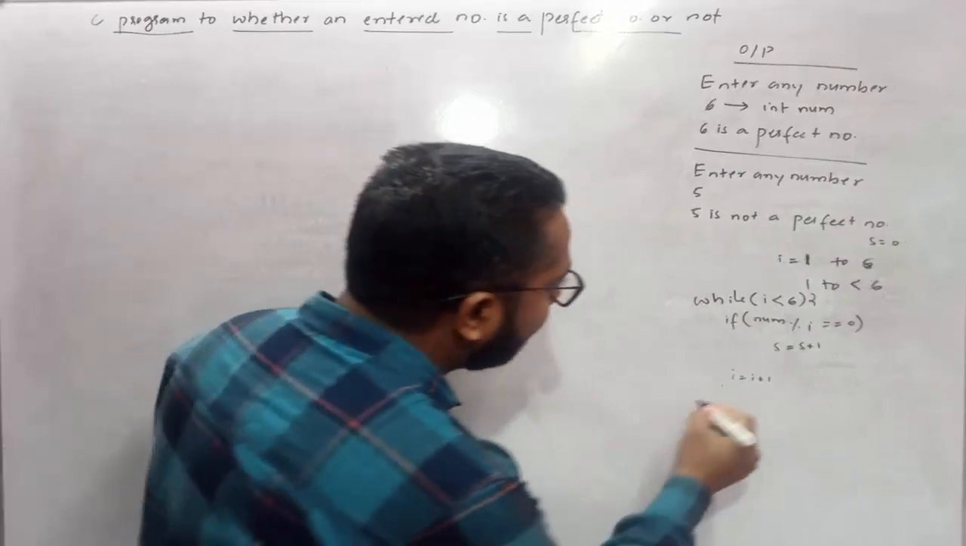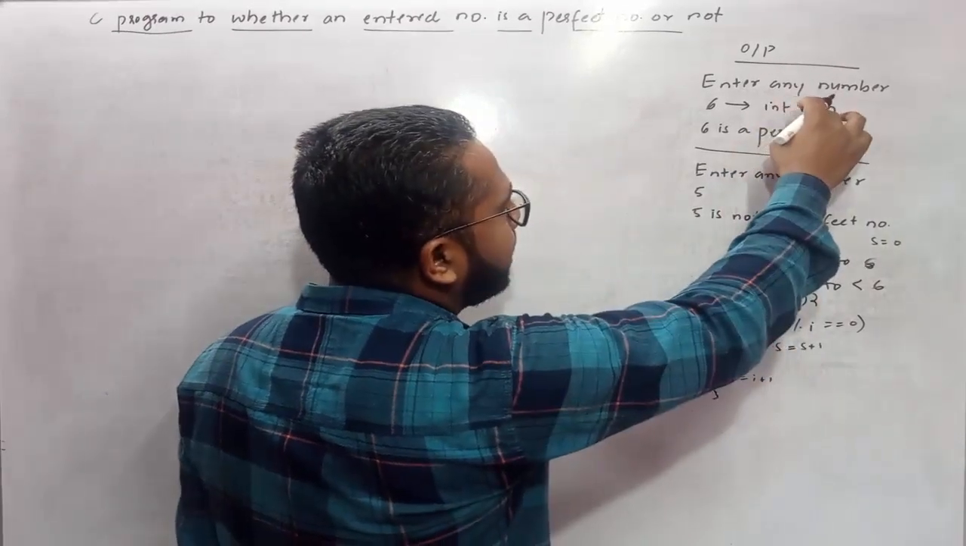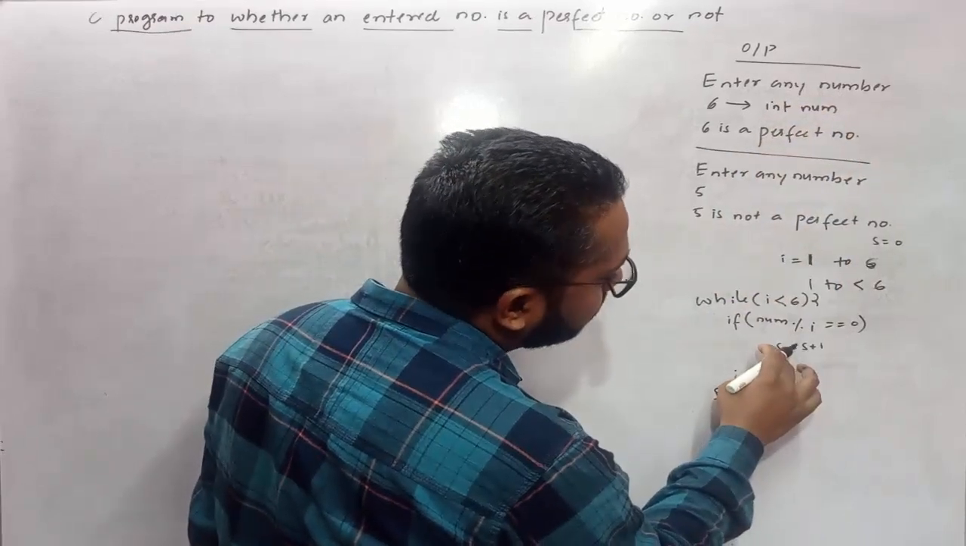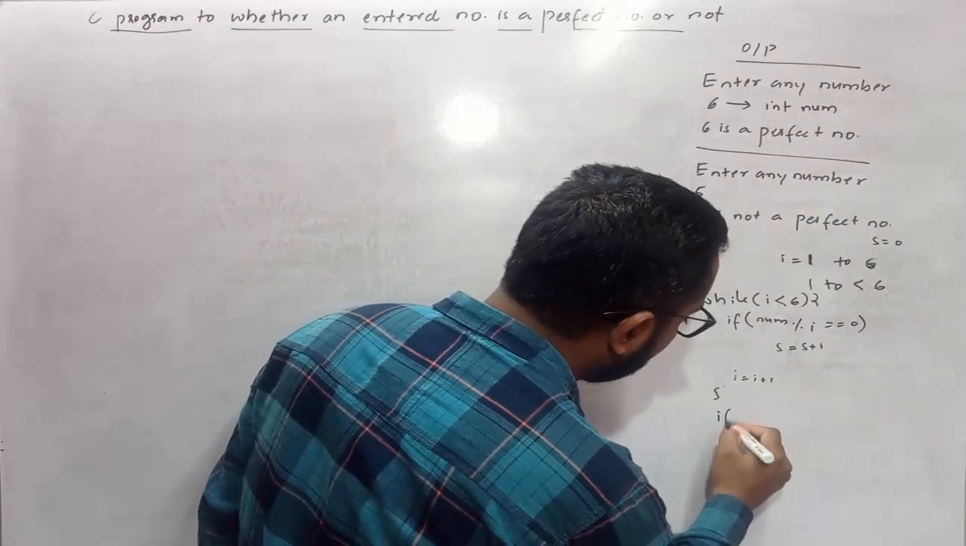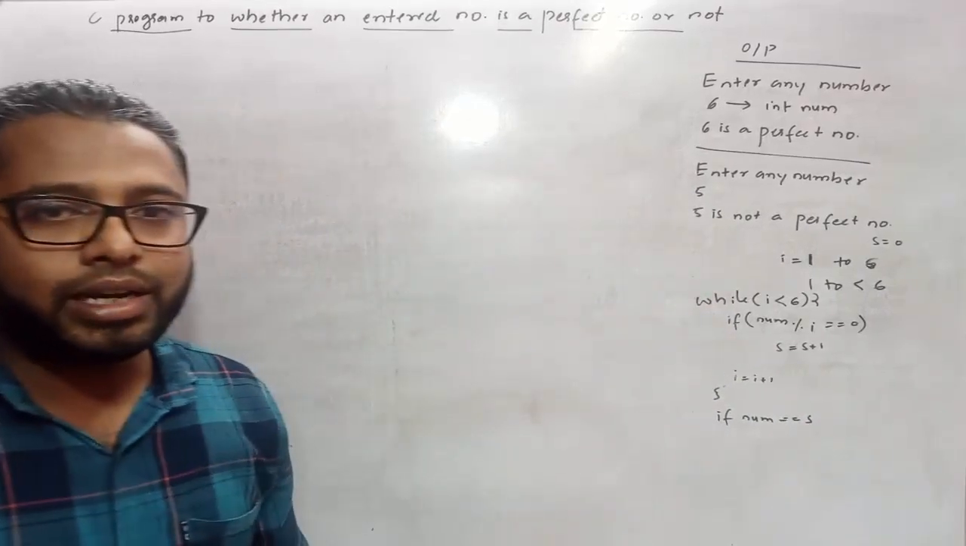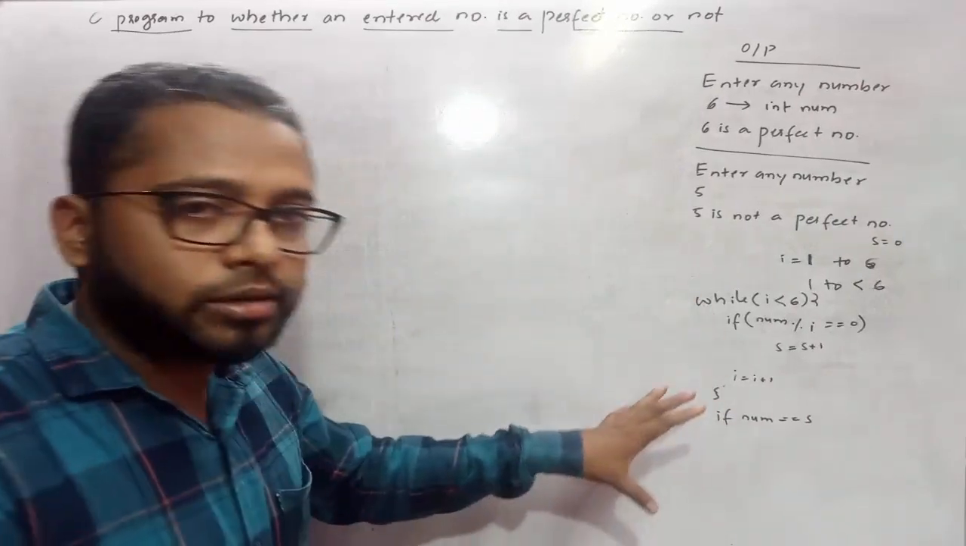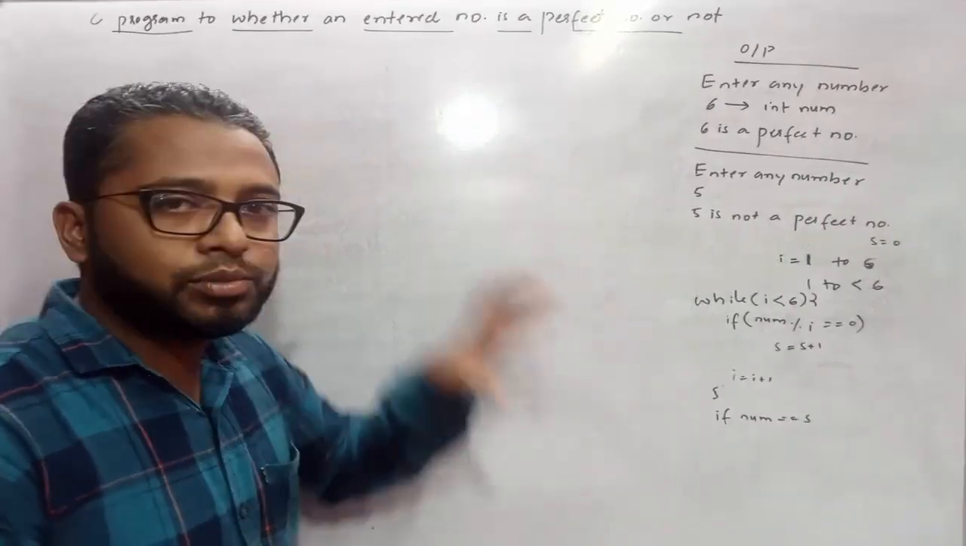Then at the end I need to check the value stored inside num and the value stored inside s. If num is equal to s, then we can say that the number is a perfect number. So this is our logic, and we'll use this logic to write this program.